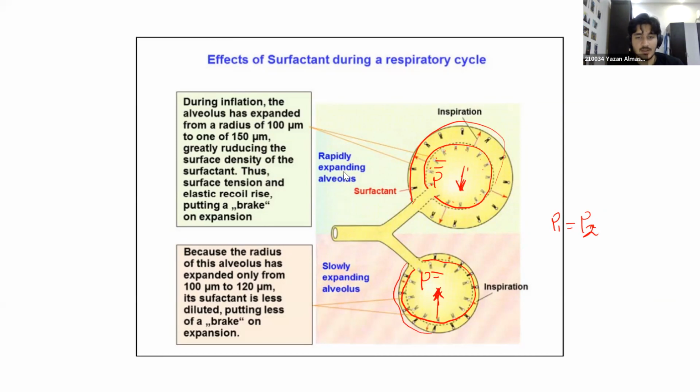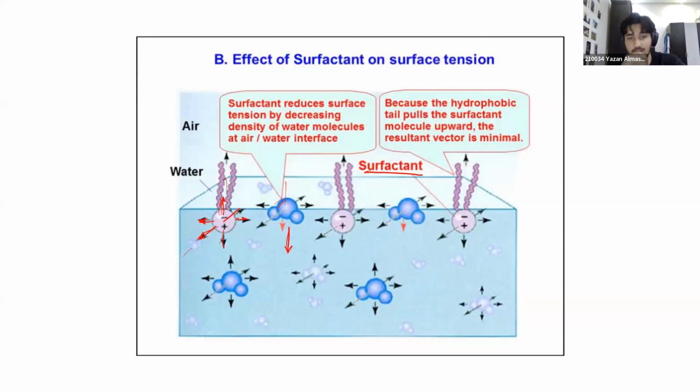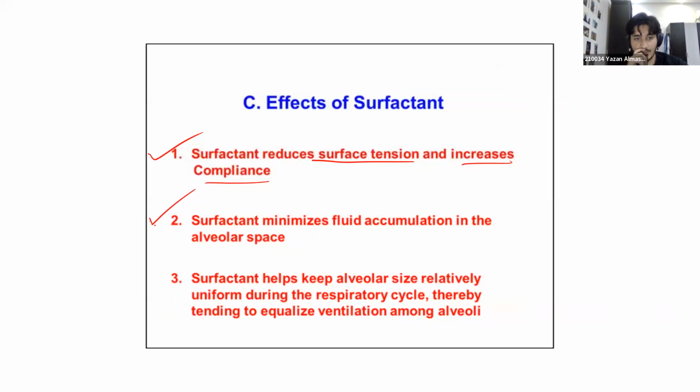Okay, here is a summary of the effects of the surfactant. We said it reduces the surface tension and increases the compliance. That's the first point. We said it minimizes the fluid accumulation. Why does it minimize the fluid accumulation? Because it has a hydrophobic tail. I don't know if he's going to ask you about this, but keep that in mind. The hydrophobic tail means it will not allow water to go inside the alveoli because it's at the surface. So we have this alveolus and the surfactants here. It will not allow water to accumulate on the alveolar surface, because this is a hydrophobic tail. So that's another point.